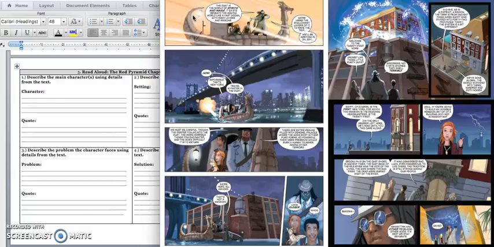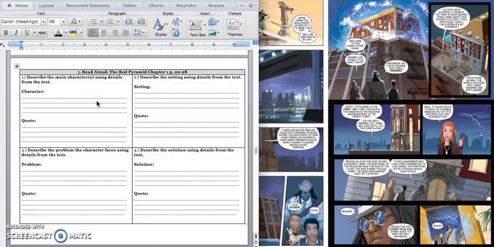We'll stop right there because we have information about the setting. In box 2, we would write, Sadie, Carter, and Amos travel through the Duat from London to Brooklyn. Press pause to write down your answer and play when you're ready for the quote.